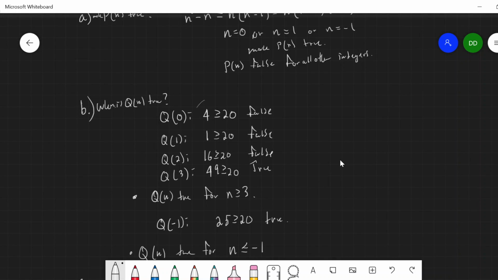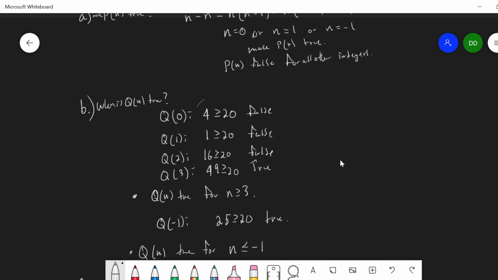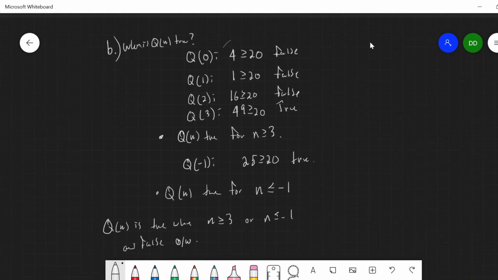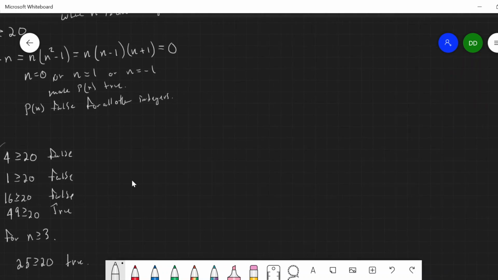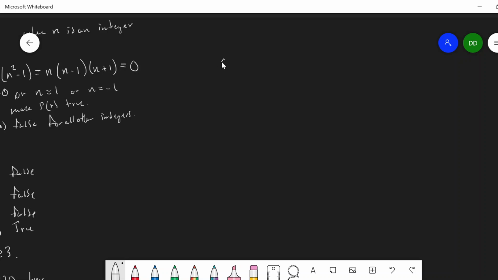Now we get to really the subject of this section, which is what happens when we combine statements and open sentences together. So what we're asked to do now is find when P of n or Q of n is true. Also the conjunction operator, and also, what else did we want to do? XOR, the exclusive OR operation between these two. But we'll just take these in turn.